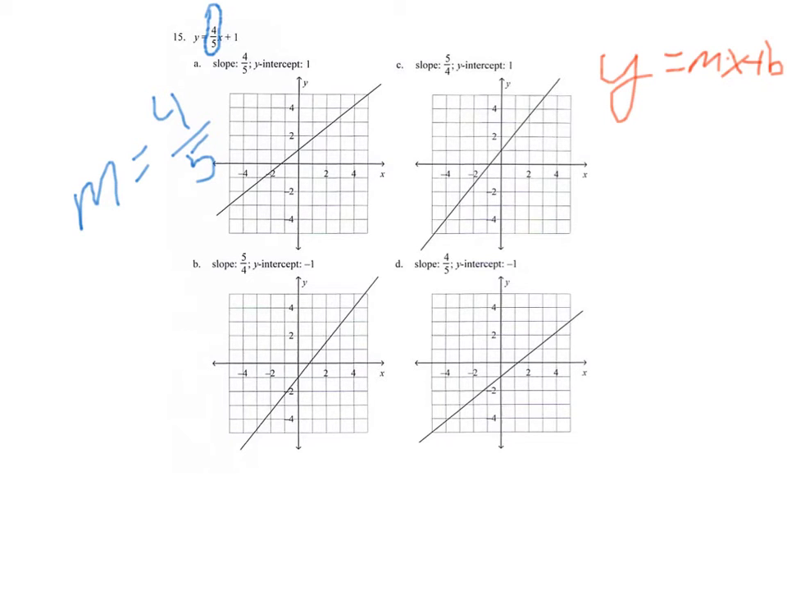And then the number all by itself, that's our b. And that's going to be a +1. So the first thing I look for is my y-intercept. Well, this has a y-intercept of 1, that's good, so that's a possibility. This one has a y-intercept of -1, so I know that one does not work. This has a y-intercept of +1, so that one is a possibility.